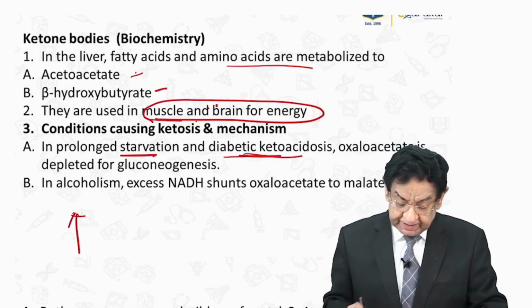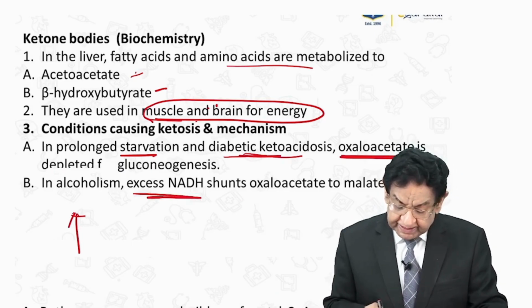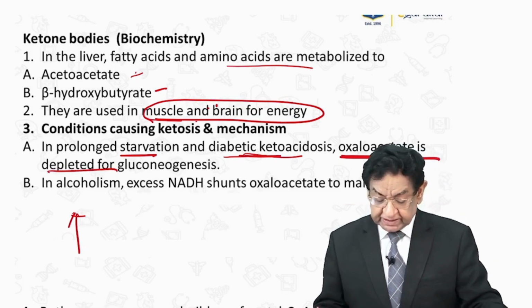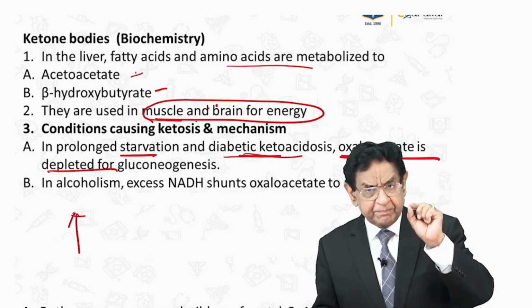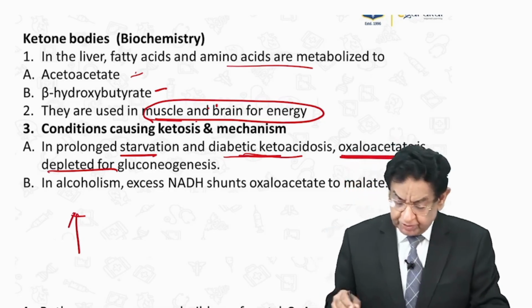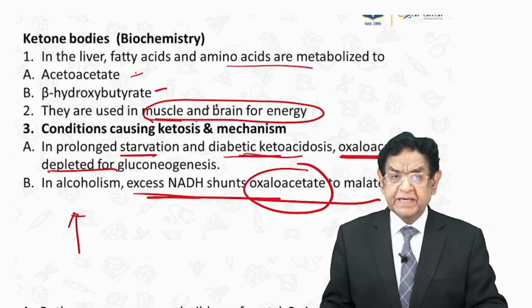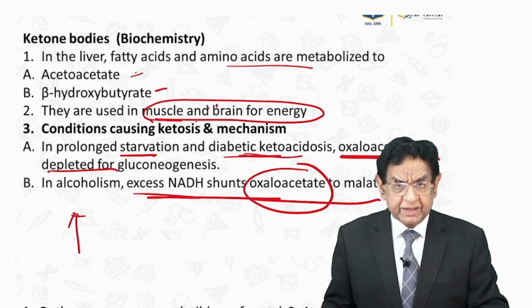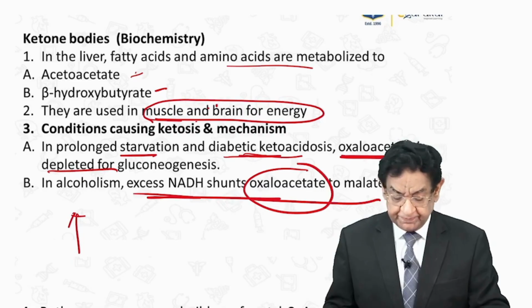Oxaloacetate is depleted, and in alcoholism, excess NADH shunts oxaloacetate to malate. So ultimately, the main culprit molecule is oxaloacetate, which is the key molecule in the genesis of ketosis.